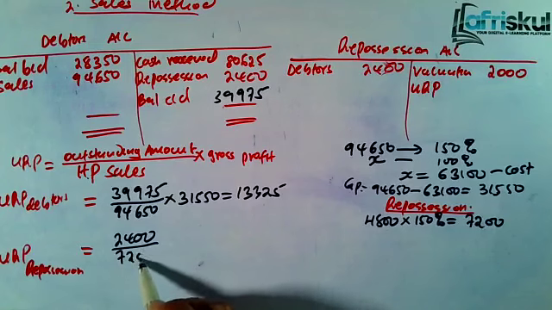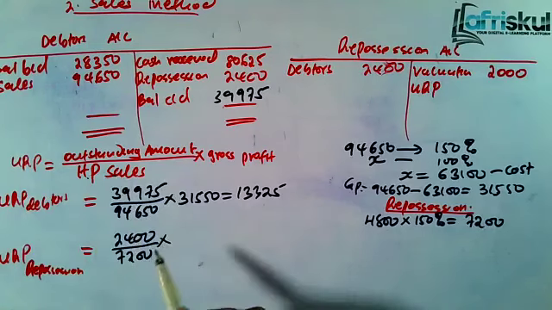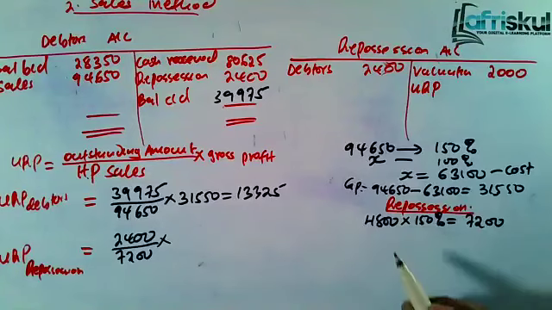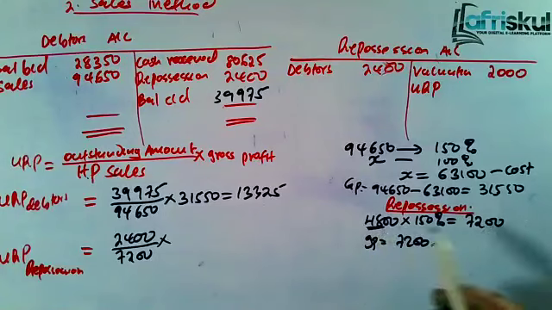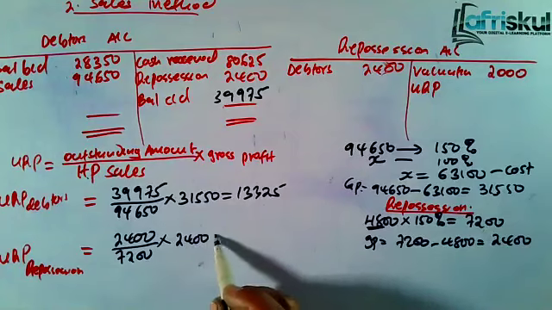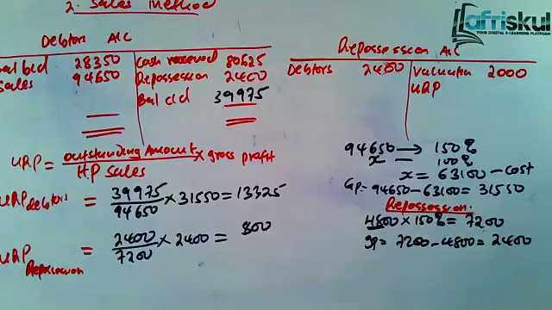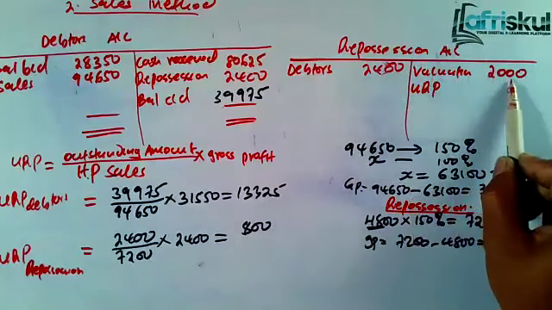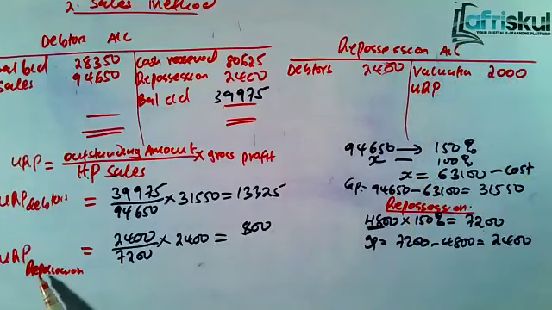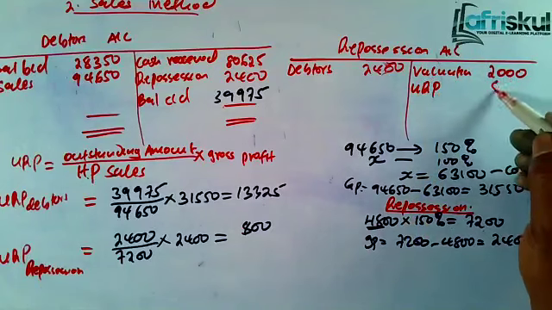So the higher purchase sales will be 72 times the gross profit. How do you get the gross profit? The gross profit is like this: 72, which is the higher purchase sales, less the cost, which was 48. That means the gross profit is 2,400. So you multiply by 2,400, and with that, you get an unrealized profit of 800. So I want us to close here.